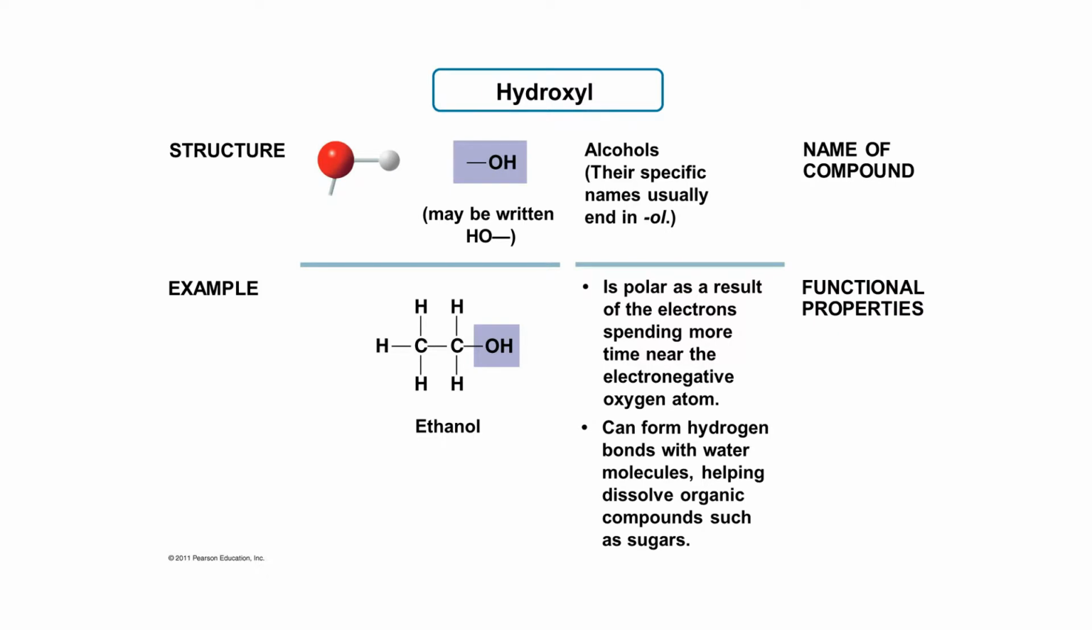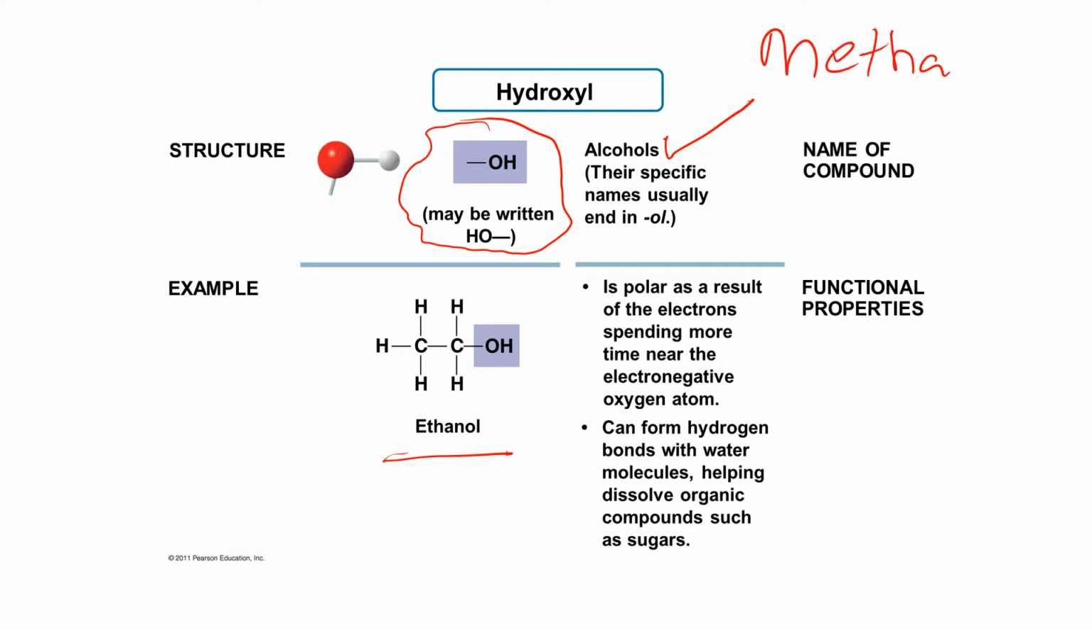Alright, so the first one, your hydroxyl groups. Alright, so your hydroxyl groups have an OH. Alright, so hydroxyl groups are basically what make up our alcohols. Alright, so things like ethanol, or something like methanol, or something like propanol, or something like isopropanol.